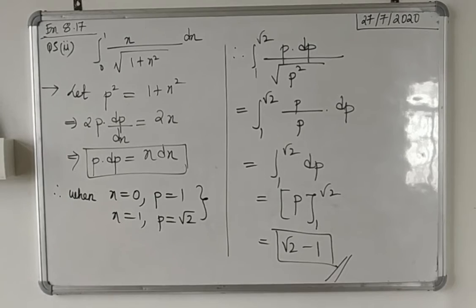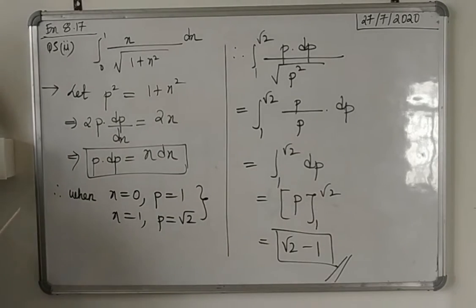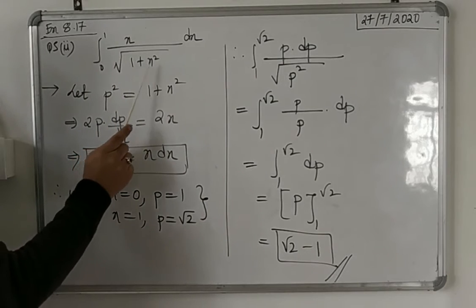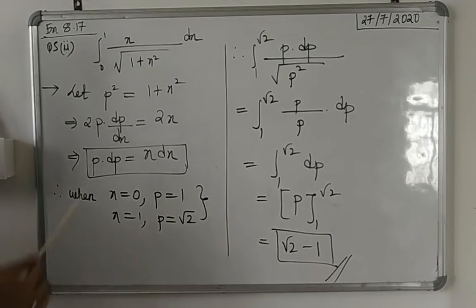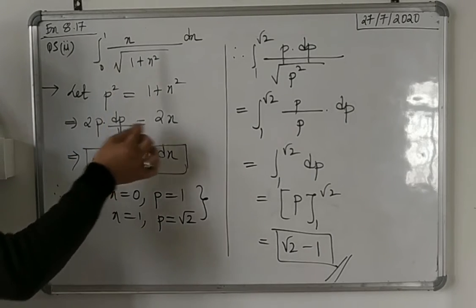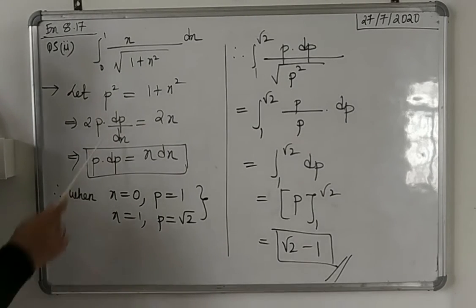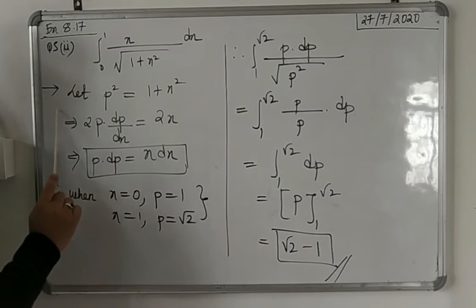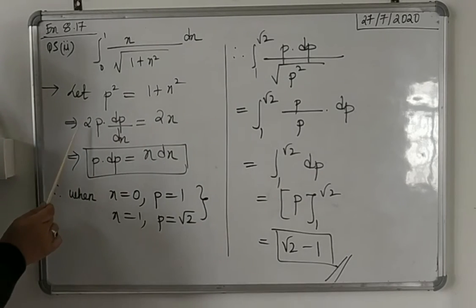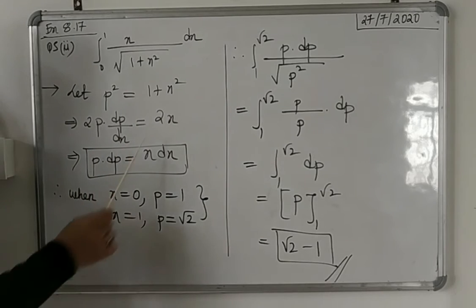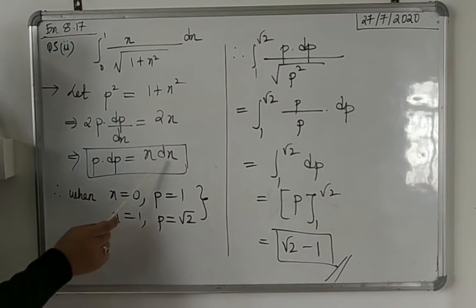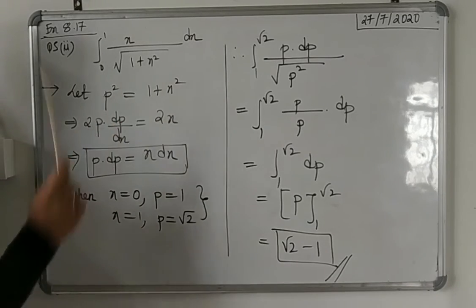Alright, so let us proceed with question number 5 part 2. We have integration 0 to 1 x by root 1 plus x square. Okay, again if you see the power is less than the denominator, but here it is inside the square root, so make the substitution as p square. So if you substitute as p square and differentiate with respect to x, we get 2p dp by dx equals 2x, 2 gets cancelled out, so p dp is equal to x dx. We got the value for x dx, right?